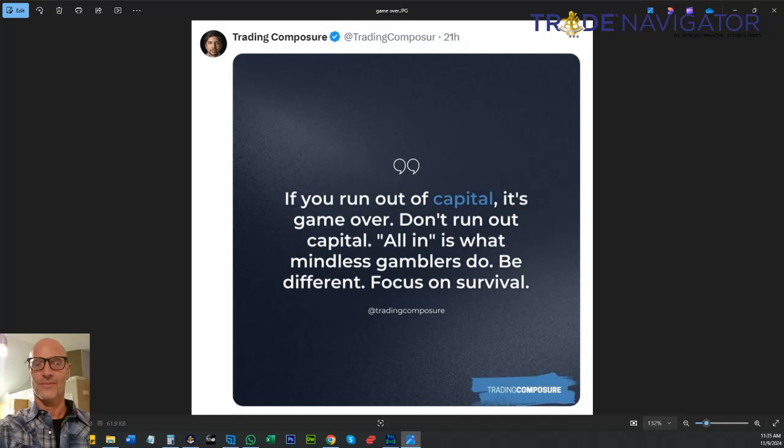All right, before we get on to looking at next week's potential trades, let's talk a little bit about trader psychology. This is from Trading Composure. You can follow him at Trading Composure over on Twitter or X. I really like this saying. It's very important. If you run out of capital, it's game over. Don't run out of capital. All in is what mindless gamblers do. Be different, focus on survival.